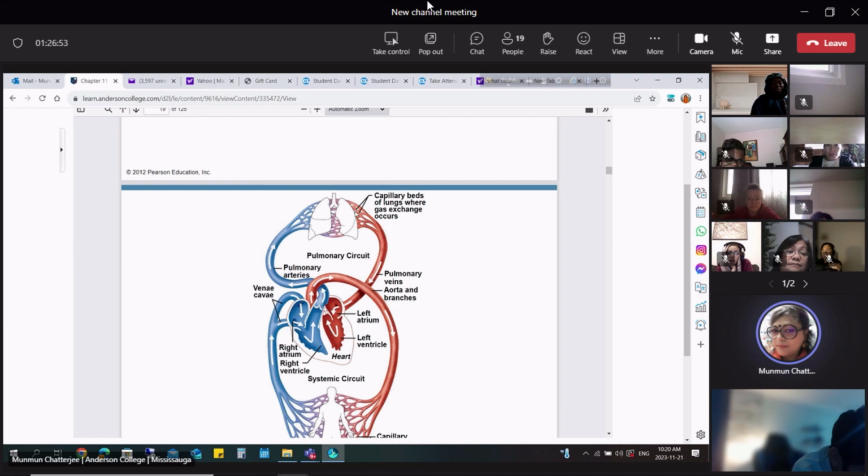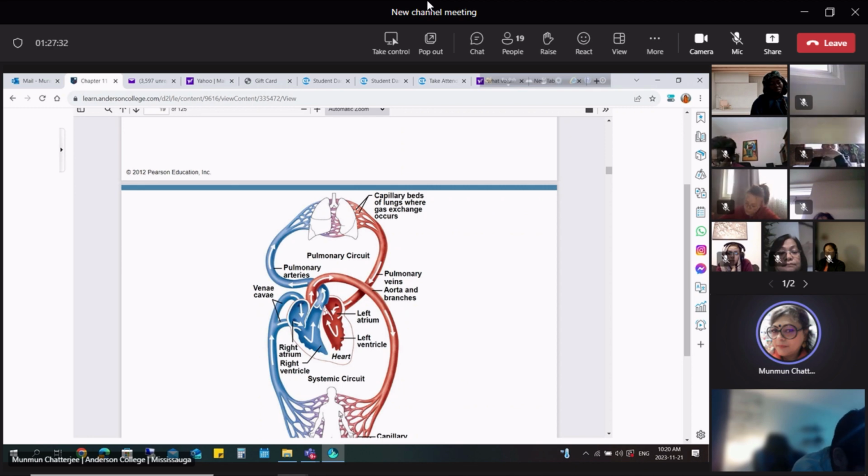There it gets gaseous exchange, becomes purified and then oxygenated. This oxygenated blood comes through the pulmonary vein. The pulmonary vein carries the oxygenated blood, and then it comes to the left atrium. Then from the left atrium, it goes to the left ventricle, and from there it goes through the aorta to the general circulation, sending branches everywhere to all cells, all organs, and tissues.